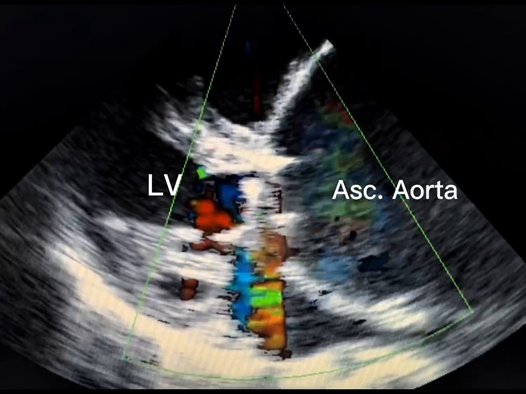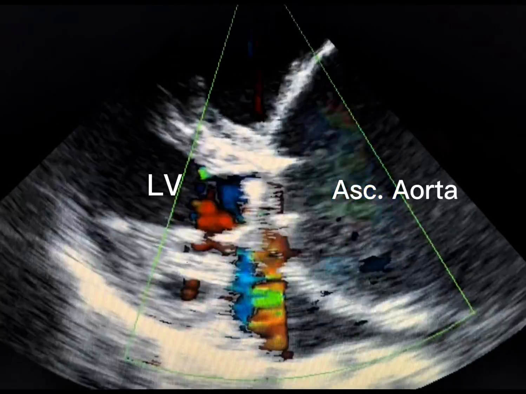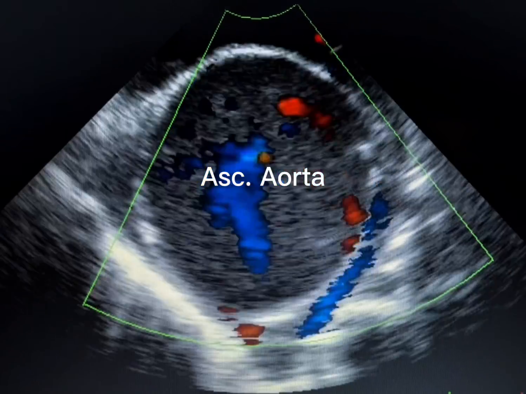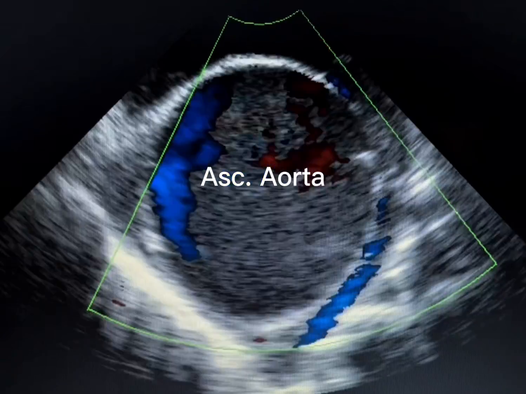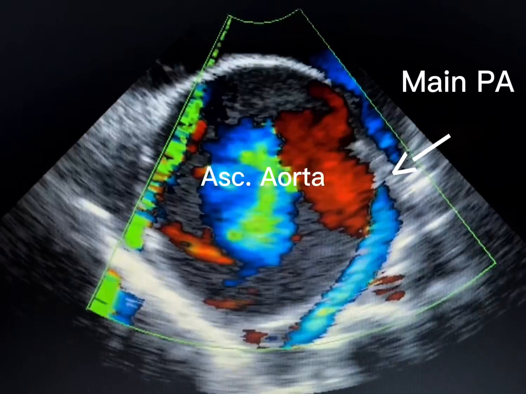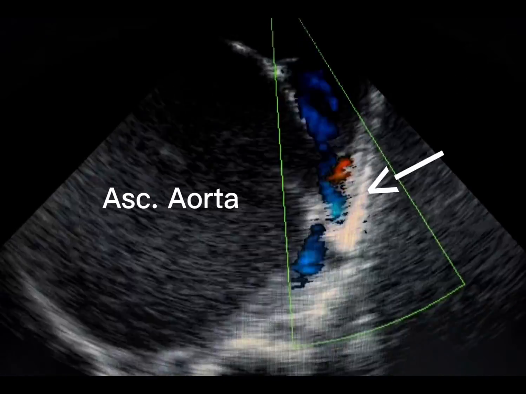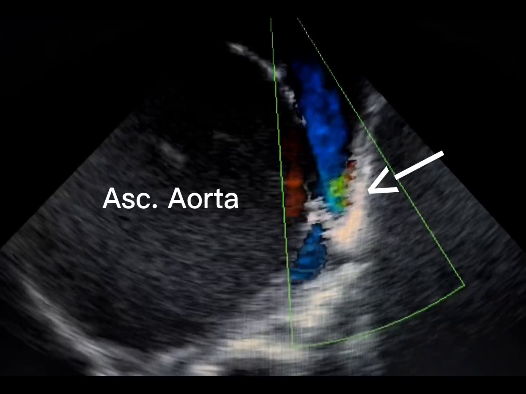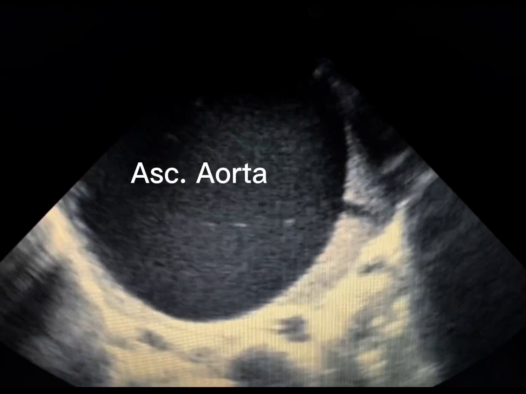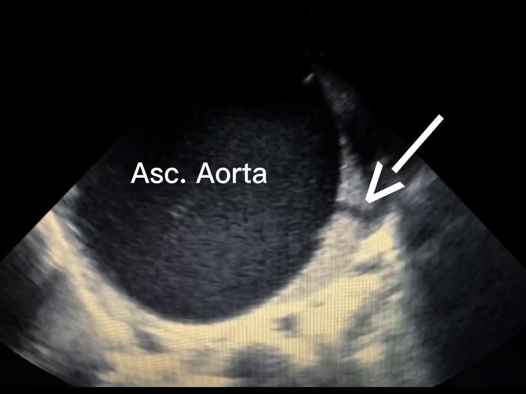As you know, the major complications of a thoracic aortic aneurysm include aortic rupture and dissection. Here we have a short axis view of the ascending aorta, which is severely dilated and is pushing the main pulmonary artery away. However, we can observe an abnormal continuous flow at the junction of the aorta and the main pulmonary artery. This short axis view enhanced with contrast shows an abnormal area of negative contrast in the main pulmonary artery.